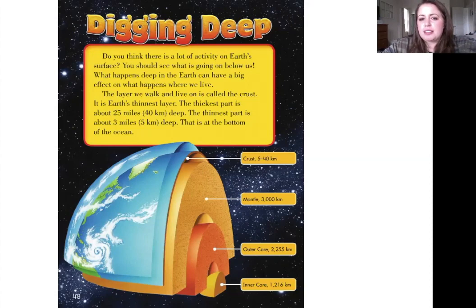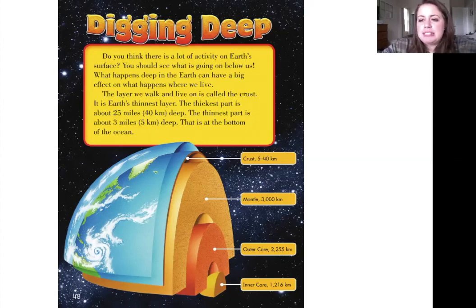Do you think there is a lot of activity on Earth's surface? You should see what is going on below us. What happens deep in the earth can have a big effect on what happens where we live. Do you remember which layer of the earth that we live on? The layer we walk and live on is called the crust. It is Earth's thinnest layer. The thickest part of the crust is about 25 miles deep. The thinnest part is about 3 miles deep. That is at the bottom of the ocean.